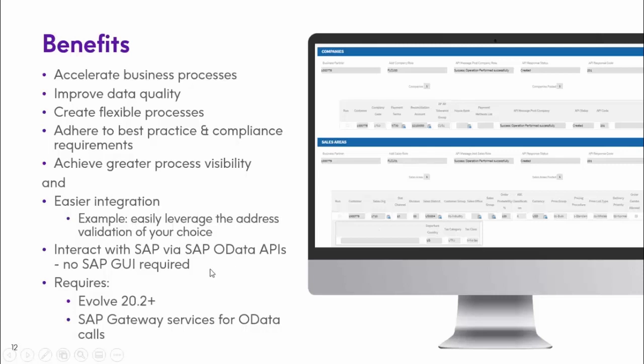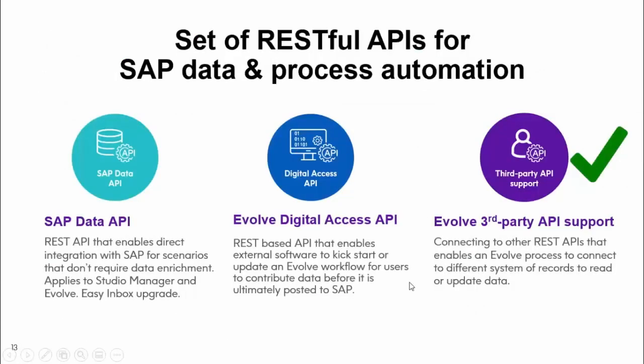Super, super easy. There's no interaction with the SAP GUI required at all. Everything was done through SAP OData APIs. Again, it requires Evolve 20.2 or higher, and we're leveraging the SAP Gateway services for OData calls. There's the third party. Of course, this would also work with Salesforce.com. I could get and update accounts. I could easily update, once I've created a business partner, I could update Salesforce with the business partner number, etc. So there's tons and tons of use cases here.